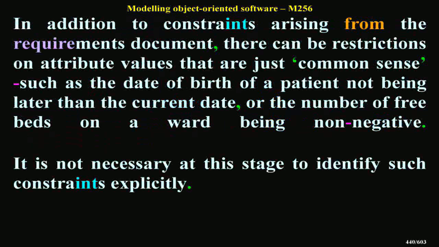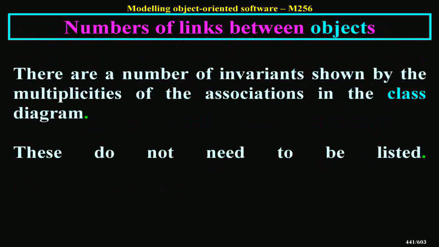In addition to constraints arising from the requirements document, there can be restrictions on attribute values that are just common sense, such as the date of birth of a patient not being later than the current date, or the number of free beds on a ward being non-negative. It is not necessary at this stage to identify such constraints explicitly. Numbers of links between objects.